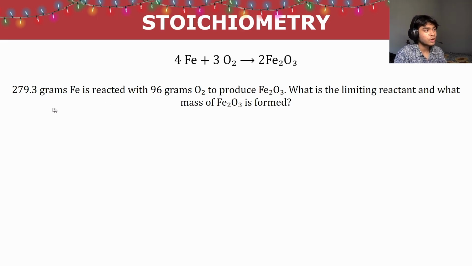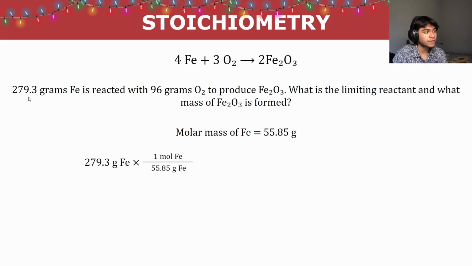So first of all, we're told how much of our reactants we have, but having the mass is kind of useless for the actual calculation, so we need to take these masses and convert them to moles. Let's start with the iron first. We know that iron has a molar mass of 55.85 grams, so 279.3 grams of iron divided by that molar mass tells us that we have 5 moles of iron.